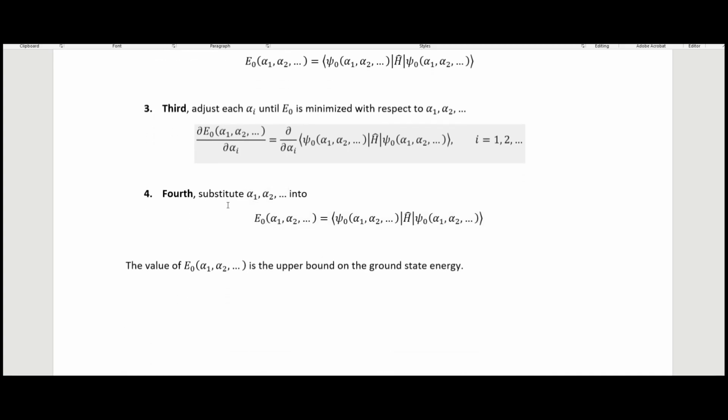Then fourth, we will substitute our alphas back into the energy, but also into the actual wave functions in order to get the energies and the wave functions.